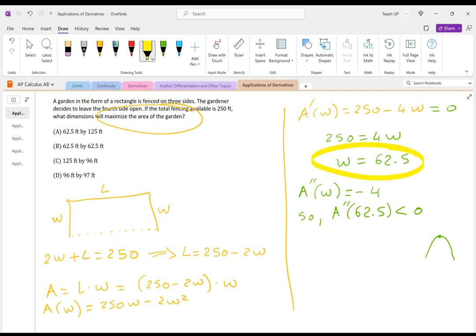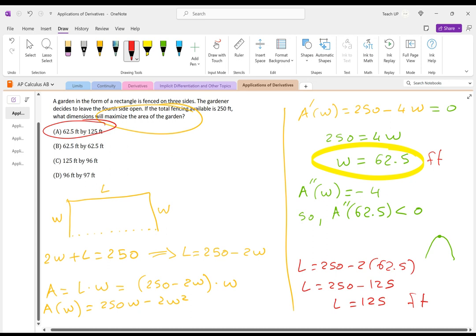And when W is equal to 62.5, what should the length be? Well, the length is 250 minus 2 times the value of W, which we're going to substitute here, 62.5. So L is equal to 250 minus 125, or L is equal to 125. So the dimensions that will maximize this area will be a width of 62.5 feet and a length of 125 feet, which means that our answer is A.